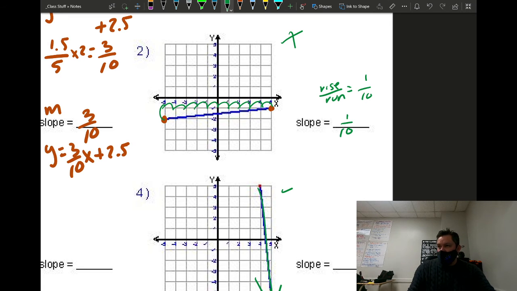That's your slope. Now your b is going to be right here, at -1.5. So you can also write the equation for that, which will be y equals 1/10 x minus 1.5. Why minus? Because I'm under 0. That's where the line crosses the y-axis.